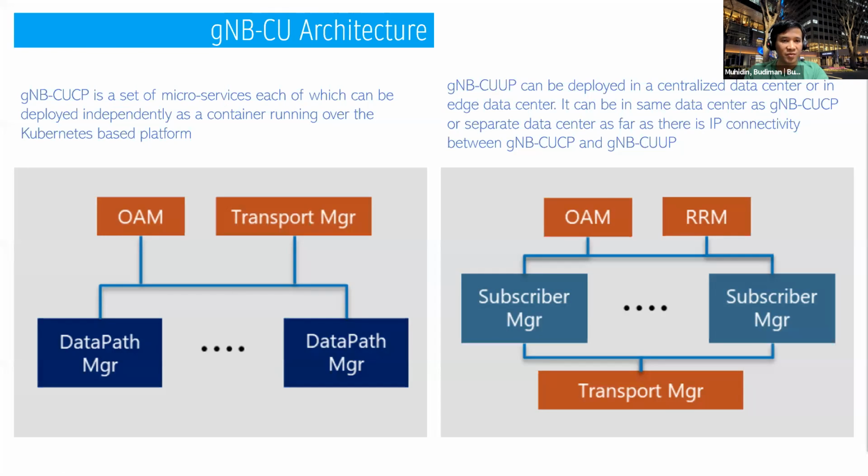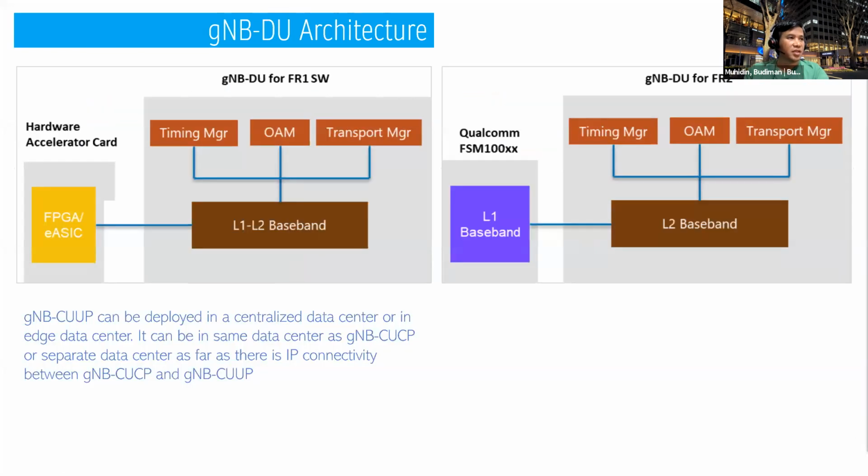Now we're moving forward to the gNodeB DU architecture. The gNodeB DU for sub-6, or frequency 1, consists of DU software, and we have an Intel FPGA based hardware accelerator card to support this DU functionality. The use of this accelerator card is for offloading FEC, which means forward error correction processing, and optionally for fronthaul CU plane compression.